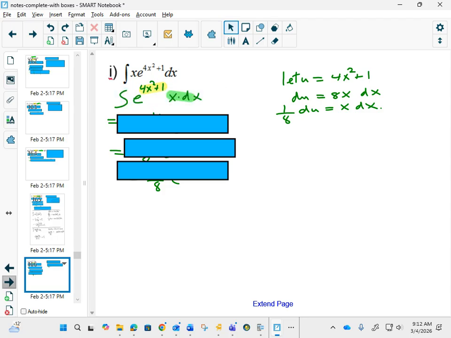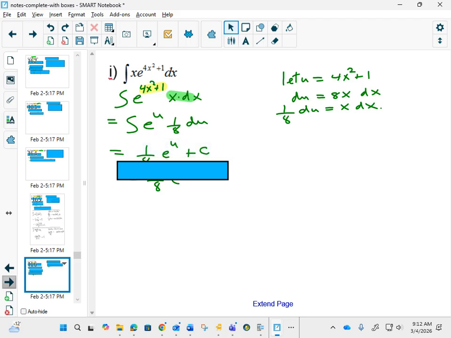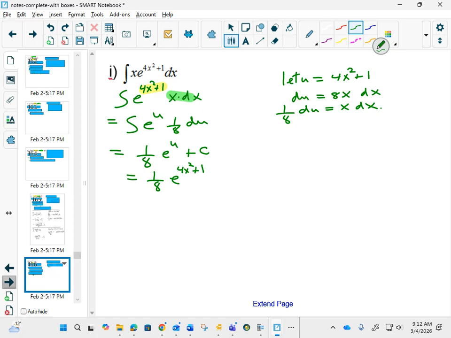I might even rewrite this so that my x dx is together. So my substitution becomes really obvious. I get e to the u times 1/8 du. That 1/8 can just be out in front. And then we can substitute that.